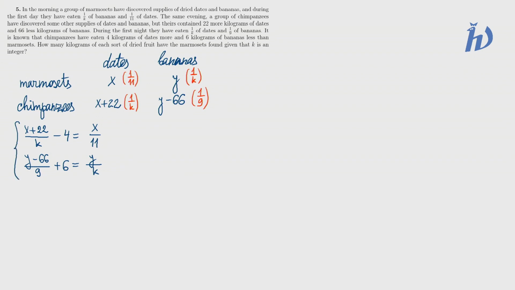All right. As for now, and furthermore, we know that k is an integer. Of course, without this condition, we couldn't have solved this system of equations, so we would have been able to express x and y through k. That would be it.